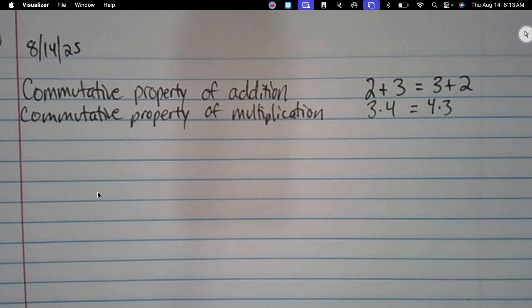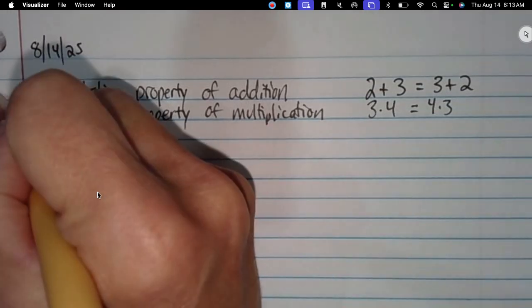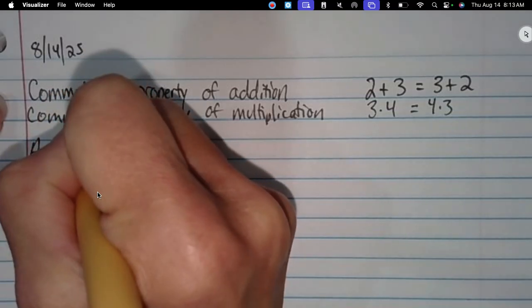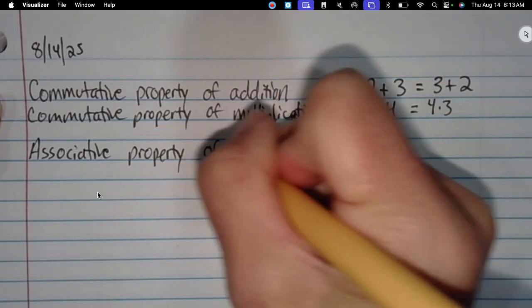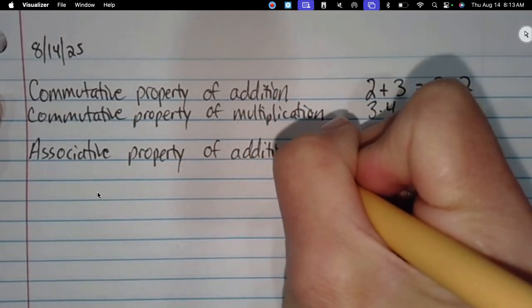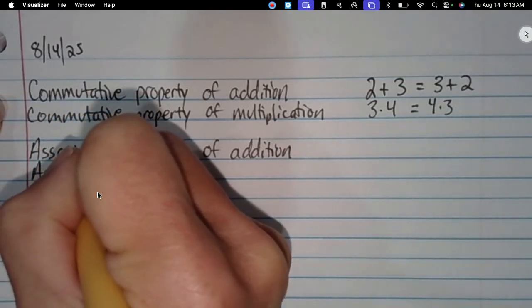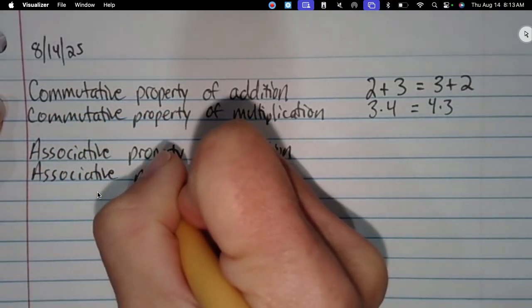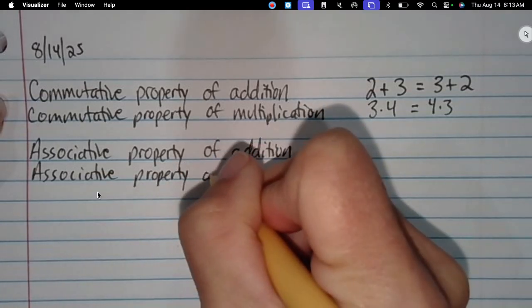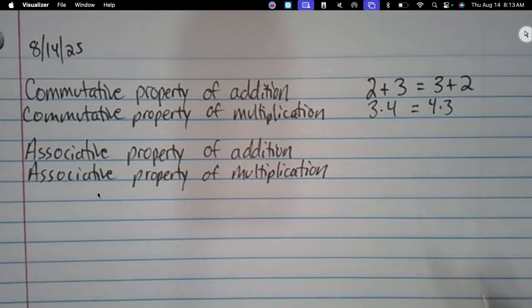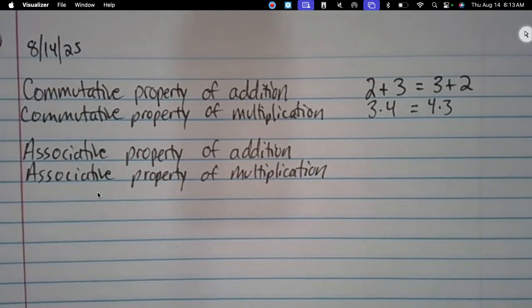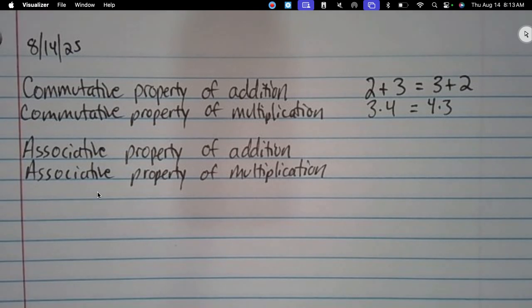Okay, the next one, this one is the one that people have trouble memorizing. It is associative property. And it's going to be the same way. You can be adding or you can be multiplying. So associative property, I'll give you all a second to write those down, and then I'll put your example.